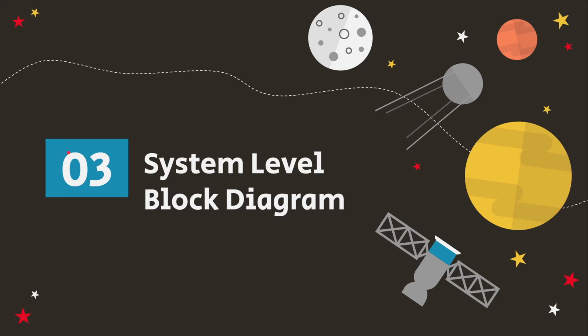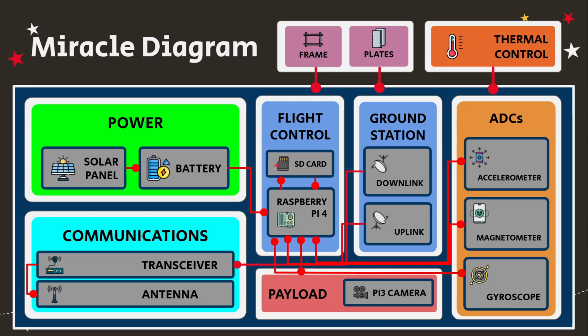And now moving on to the system level block diagram. In the power block, the solar panel captures sun energy and charges the battery, which directly powers the Raspberry Pi 4, the central processing unit of our CubeSat. There is a micro SD card attached to the Pi as storage for the software we run, and also the mission data that we gather.